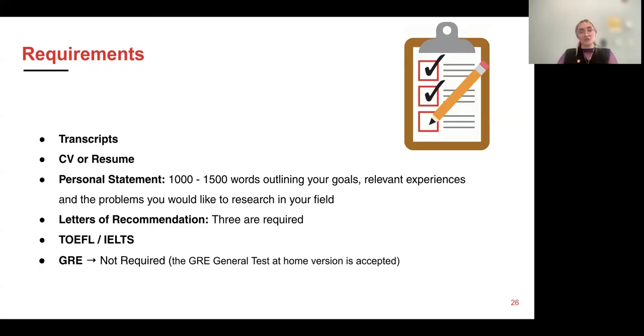And then if English is not your first language, or you've not attended a school where English was the main language of instruction, we will need to see your English language testing exams. The two that we accept are the TOEFL as well as the IELTS. And I'll go into a little bit more information on that in a future slide. And then a note that the GRE is not required, but if you want to, you can submit it as a part of your application. Next slide, please.